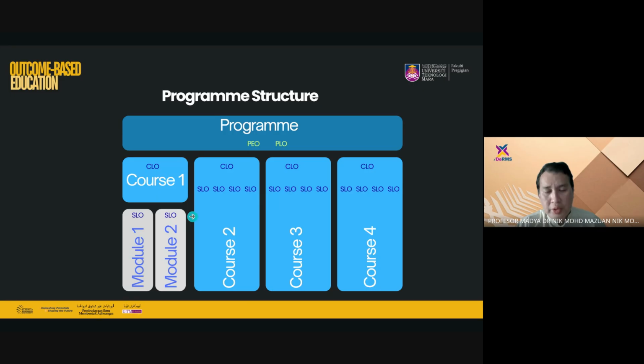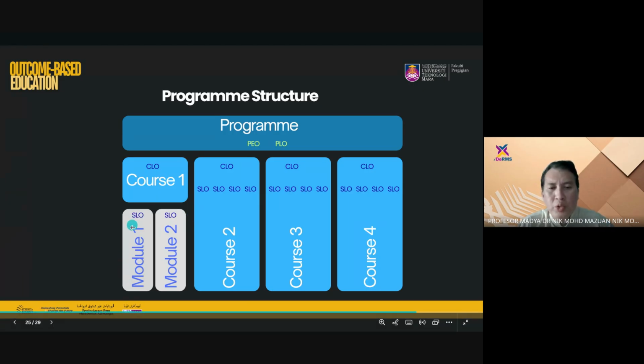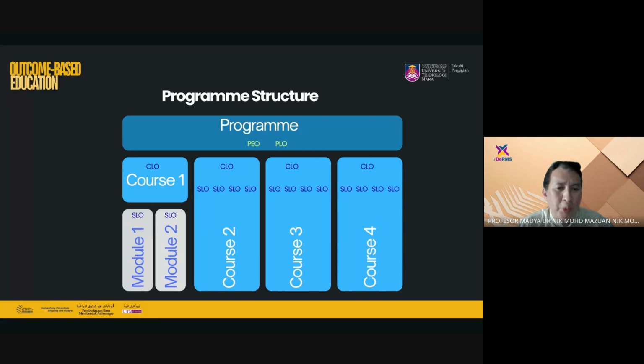Some of you have modules. Many years back, we had MLO, module learning outcome. But nowadays we are not doing that because it's too much. So we're still using SLO for every module. If we use MLO, we have to do another set of documents to map to the CLO. So we just don't do that because it's just too much for us to do.